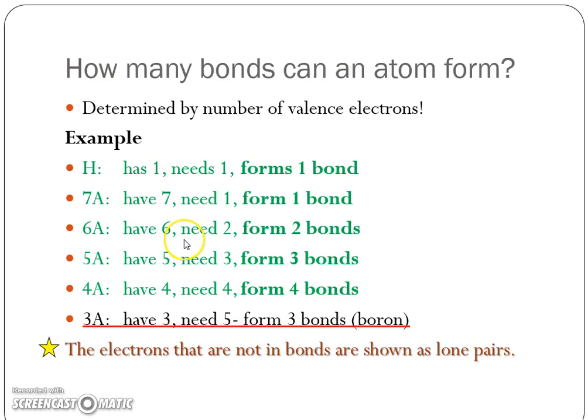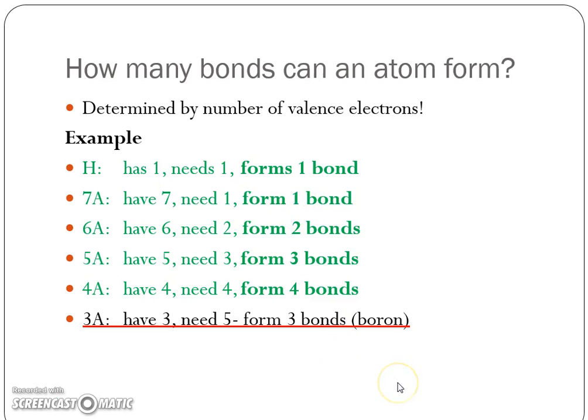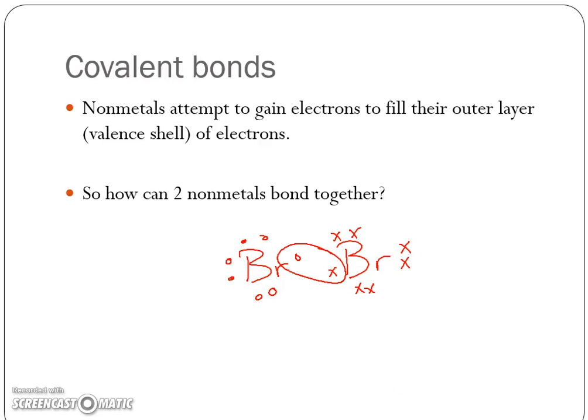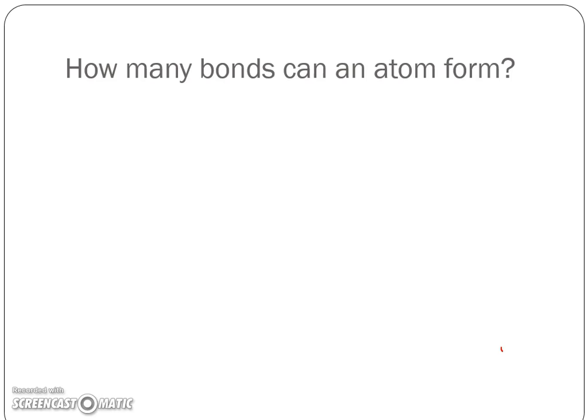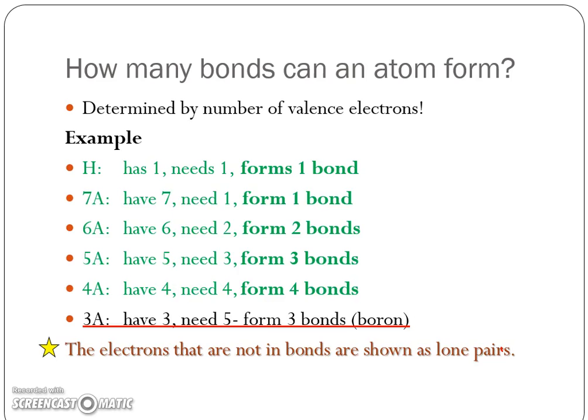The other thing is, these extra electrons that are not in the bonds are shown as lone pairs. So let me go back here. Something like this, or this, or these, those are what we call lone pairs. And my smartboard's not going to like this. Lone pairs. So that's what that means there.